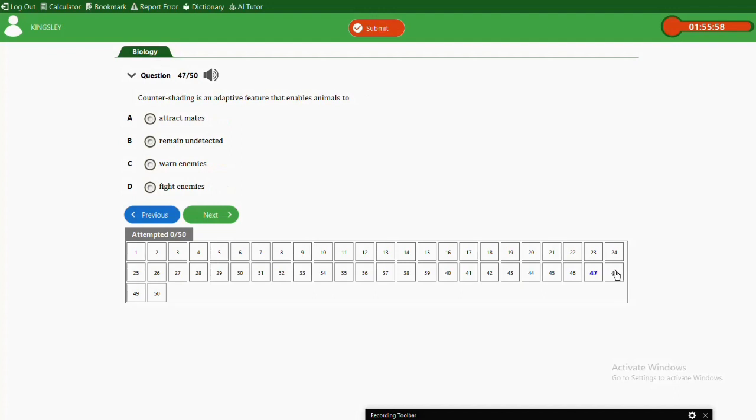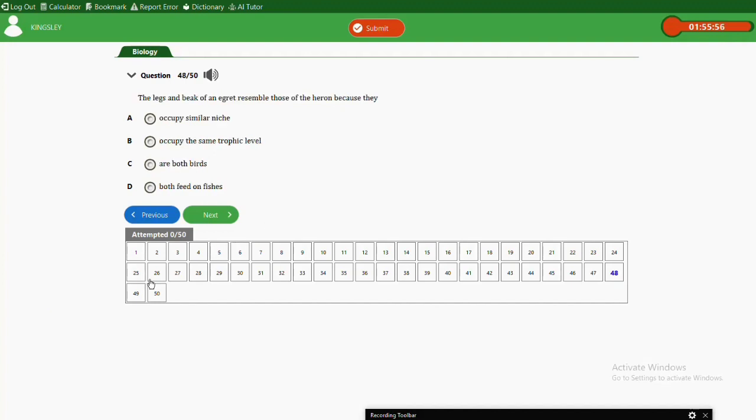So we have, countershading is an adaptive feature that enables animals to A, attract mates, B, remain undetected, C, warn enemies, D, fight enemies. So the correct option here is option B, and that's to remain undetected.